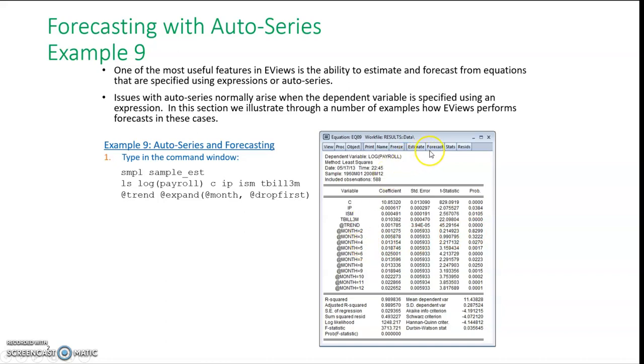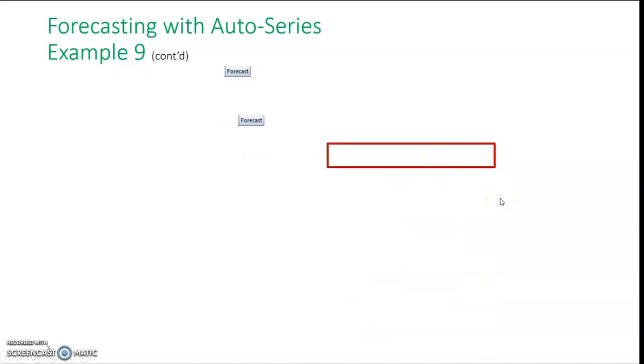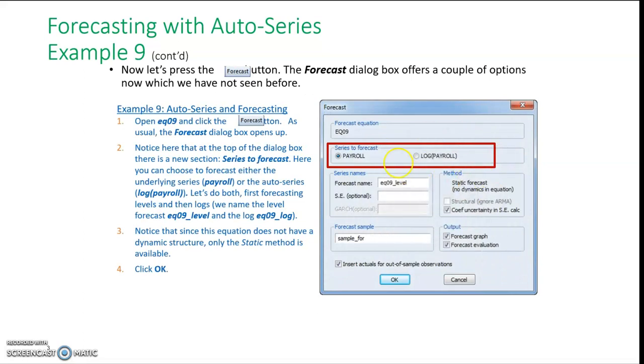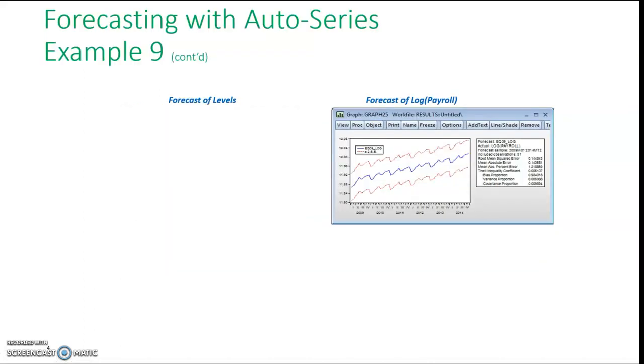If I want to forecast from this equation, I will click this, and I get this window. Under series to forecast, either I can forecast payroll or I can forecast the log of payroll, and there is no provision for dynamic forecast in this equation. So the only method available is static forecast. Here I will set the sample, and after that I will click OK.